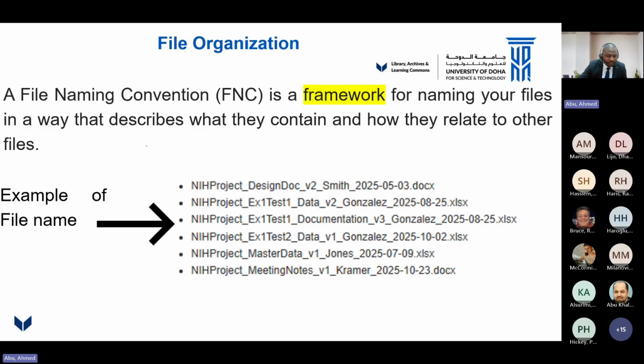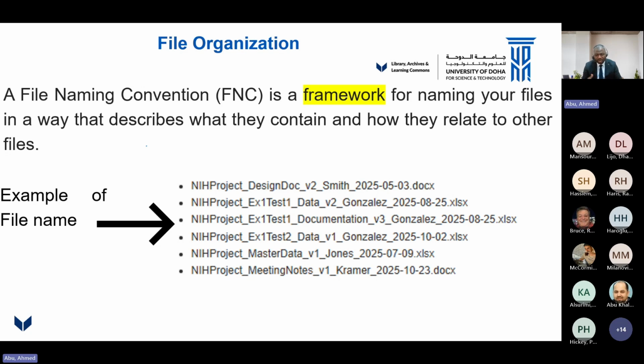Now, the file name convention. A file name convention is a framework commonly used to describe what files contain and how they relate to each other. So how do you achieve that? First, use meaningful and descriptive names. For example, you can see an NIH project, or probably you are working on a particular topic like, I said the other time, effectiveness of diabetes self-management. So you can use a word like diabetes.